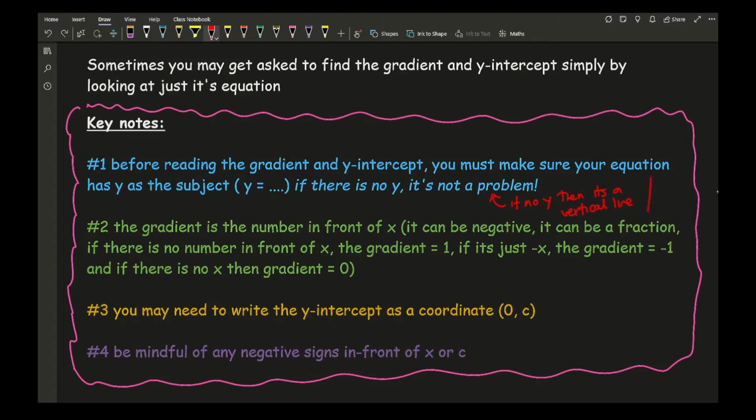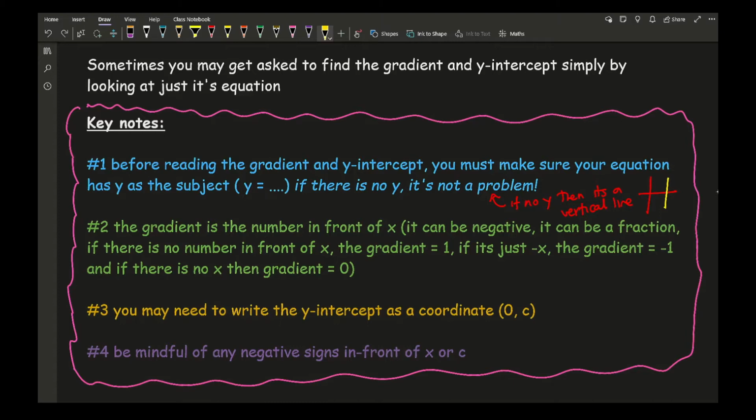And it's just going to look something like that. Now, the next thing is that the gradient is the number in front of x. Now, the gradient can be negative, it can be a fraction. If there is no number in front of x, you can see an x, but there is no number in front of it, then the gradient is going to be 1.